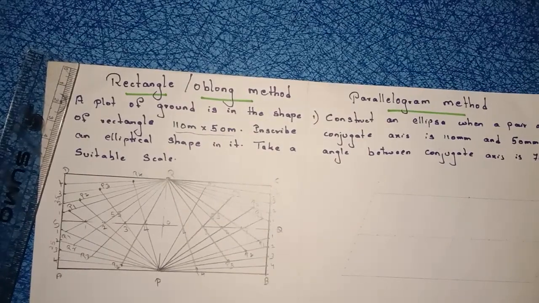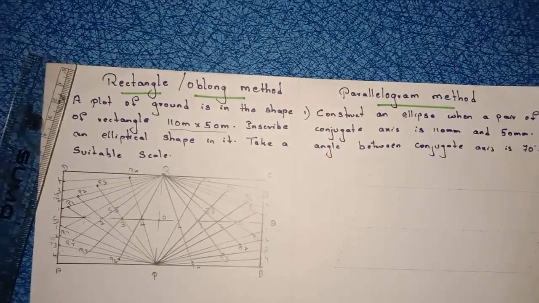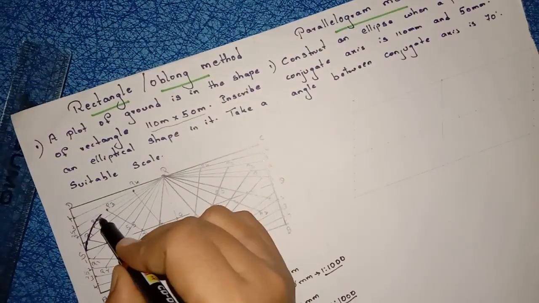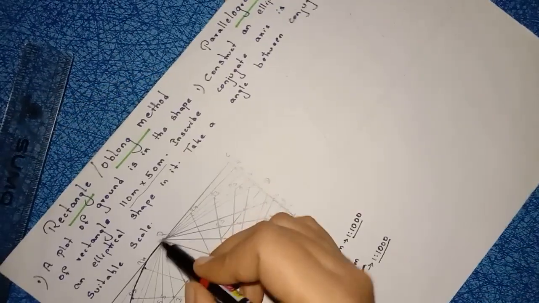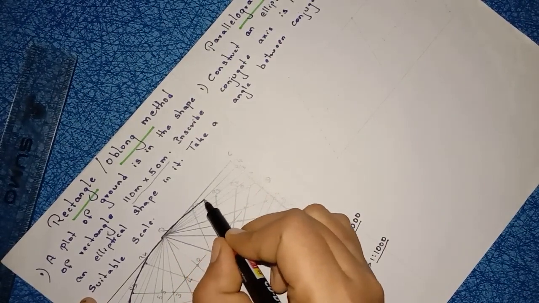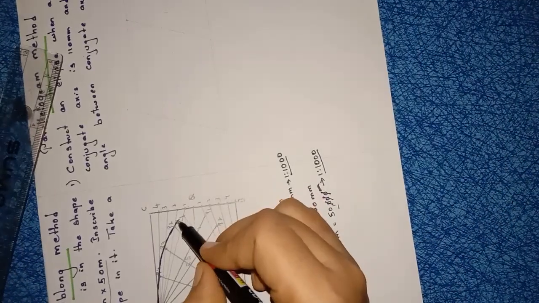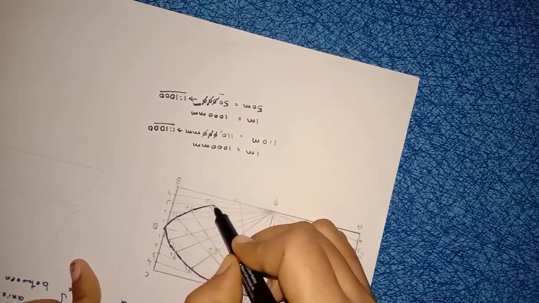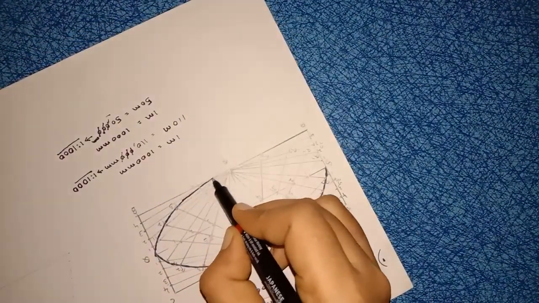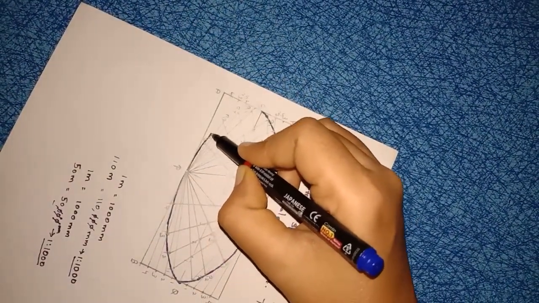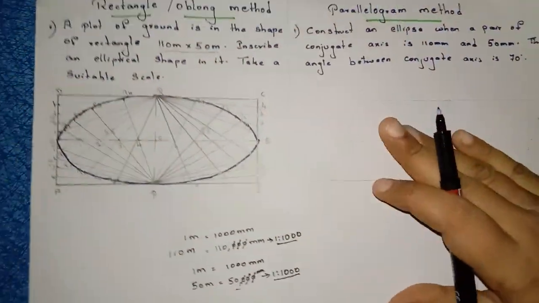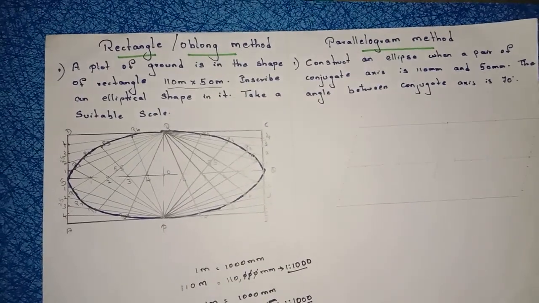Right? Now if you join all this, start from S. If you join all this, S, P1, P2, P3, P4 and again R and again P4, P3, P2 and again this is Q, again P1, P2, P3, P4 and again P, right? Again here P4, P3, P2. So you will get the shape of the ellipse, right?